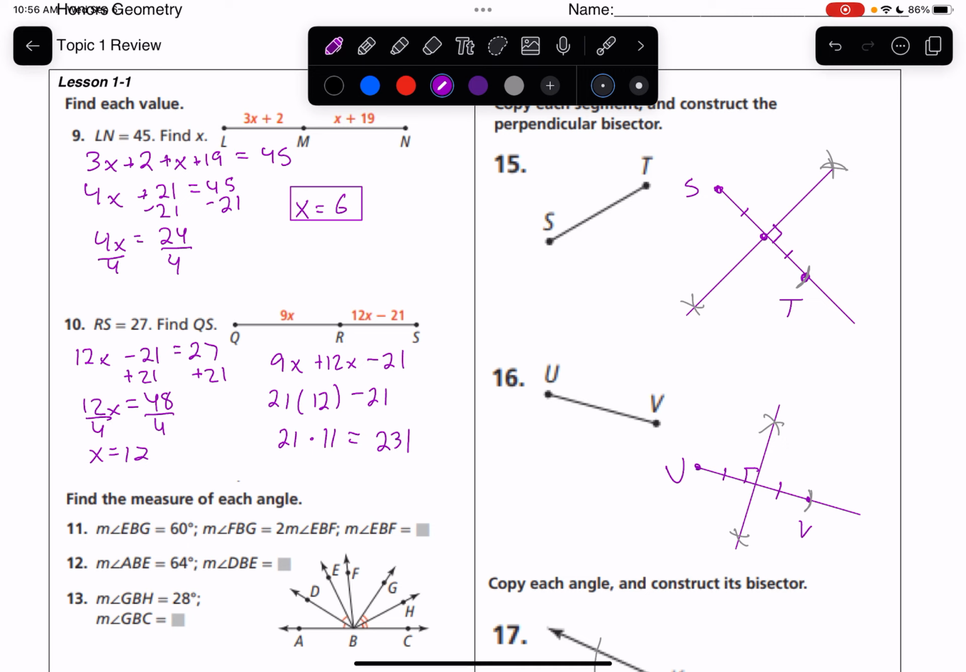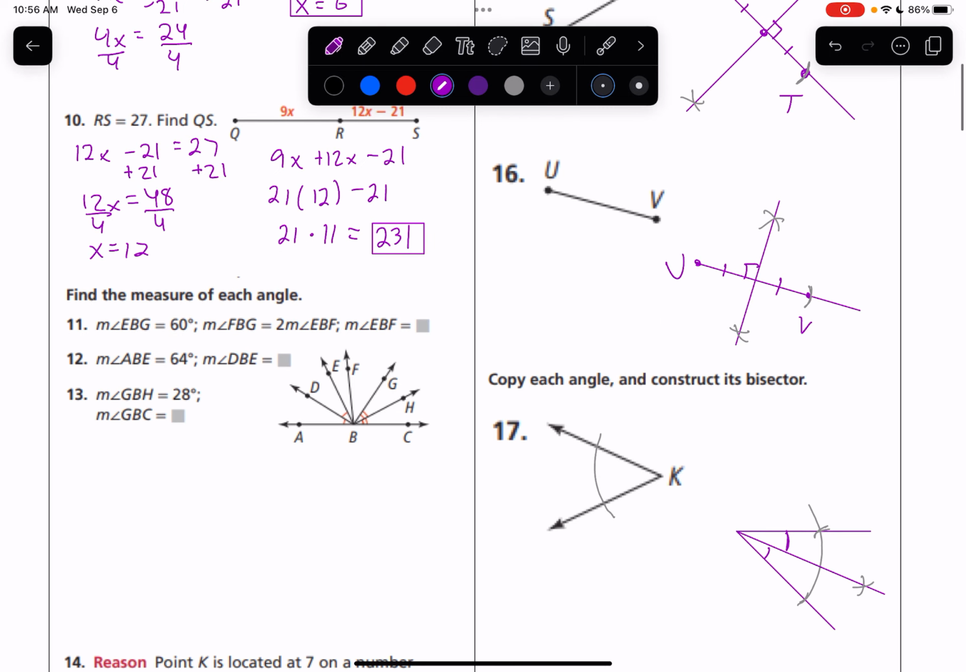Now that I'm looking at my answer key, it says it's 63. So I'm not entirely sure if I've done something incorrectly. Let's see. Well, we'll just go with that for now and go from there. Could be 231, could be 63, and maybe I've made a mistake. We'll come back to that one if we need to.